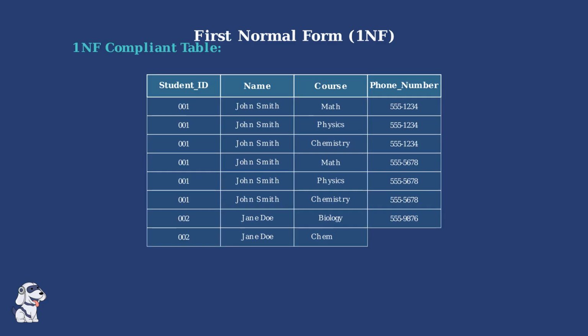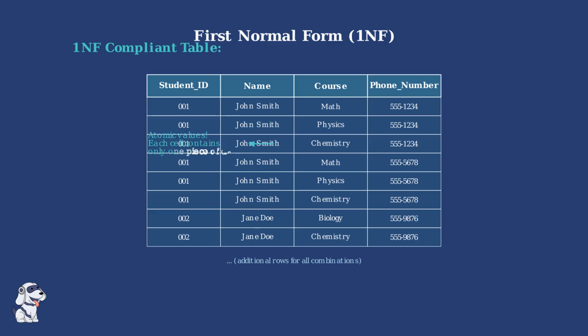Now let's transform this table to comply with first normal form by eliminating these repeating groups. In the normalized version, each cell now contains atomic values. Each course is in its own row and each phone number is in its own row. This creates more rows, but each cell contains only one indivisible piece of information.